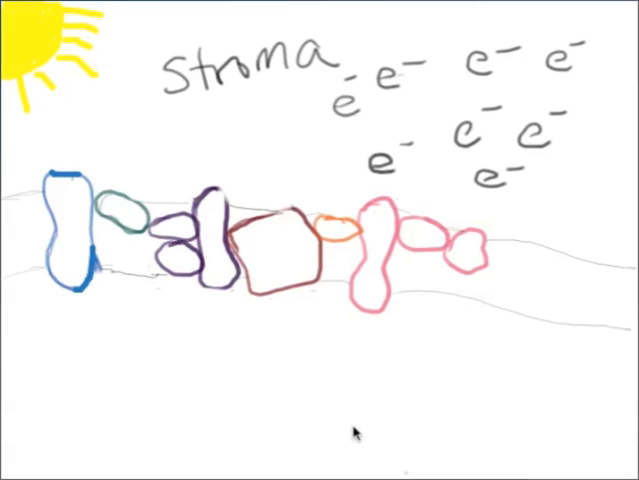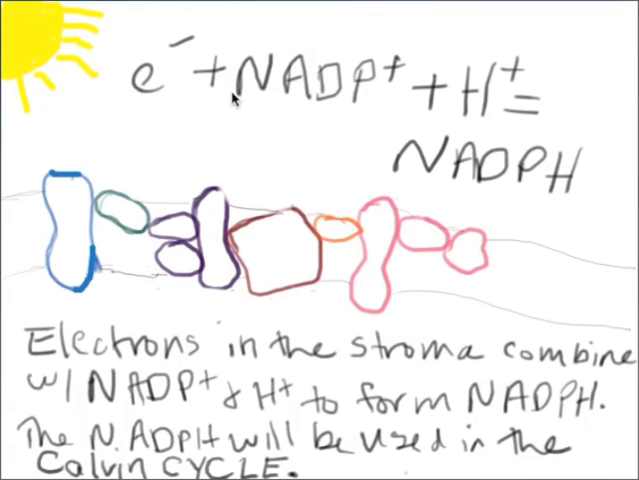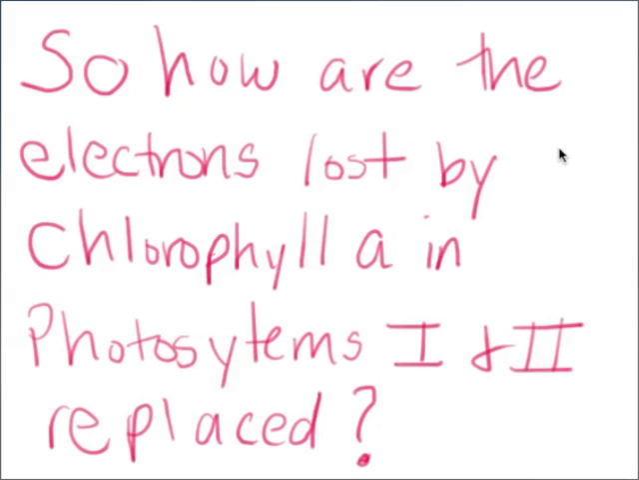Now, these electrons are actually used to combine with NADP+ and hydrogen ions in the stroma to give you NADPH. And remember, NADPH, like ATP, is a type of molecule that is used to store energy. And the NADPH that is created here is important because it's used in the Calvin cycle, super important. So the electrons from photosystem 1 are used in the stroma to produce NADPH, and that NADPH will then be used by the Calvin cycle.